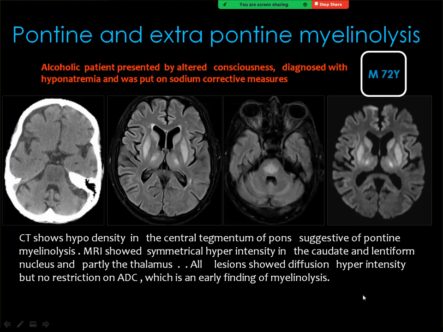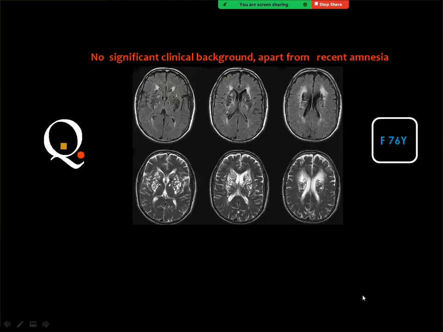Then this is a female patient, 76 years old, presented with no significant clinical background apart from amnesia.